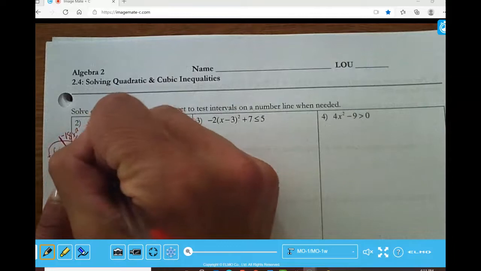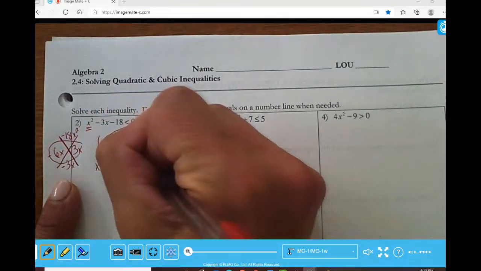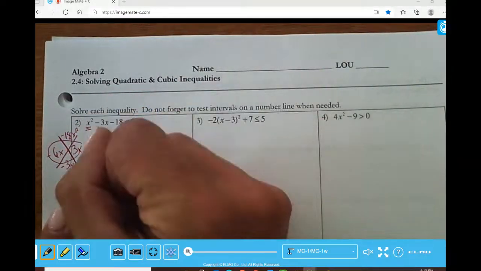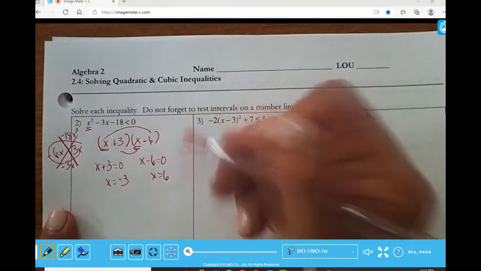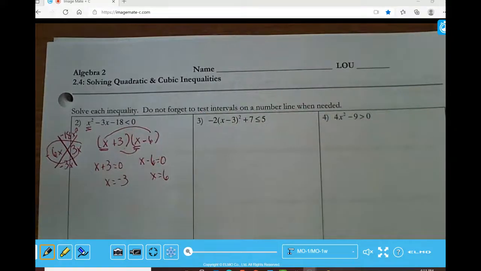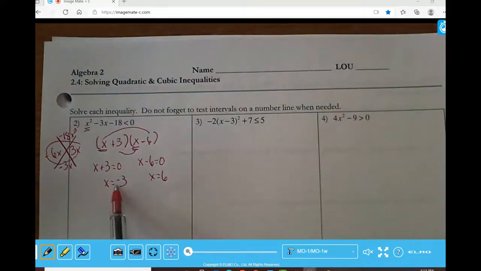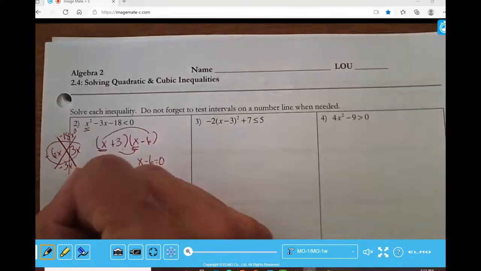Once you're done, remember for solving, if there's an equal sign, you just set your factors equal to 0, subtract the 3, add the 6, and you're done. So again, if there's an equal sign, this problem is done. But because there is an inequality, we're going to check out the alligator.